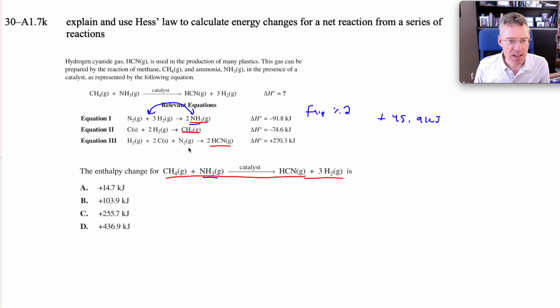For methane, that is in the right amount, but it's on the wrong side. We've got to flip that. When we flip this one, the number stays the same. It just becomes positive 74.6 kilojoules. So that's going to get us these chemicals on the correct side, which is the reactant side, technically the left side. Last, we need to get our product. We need just 1 hydrogen cyanide. This has 2. So we don't need to flip this one. We just need to divide it by 2.